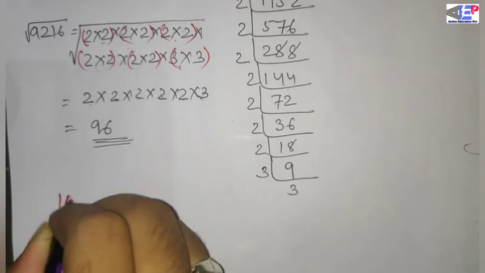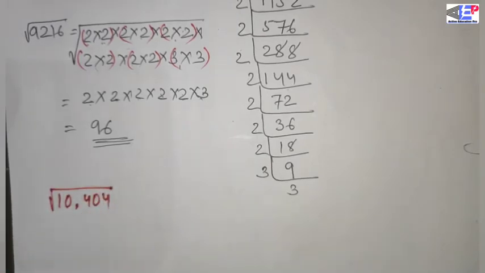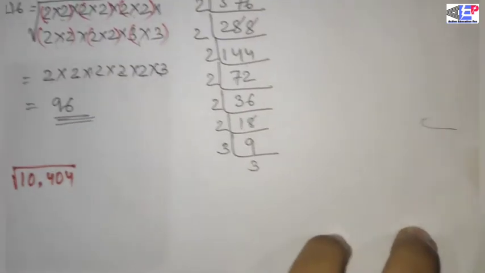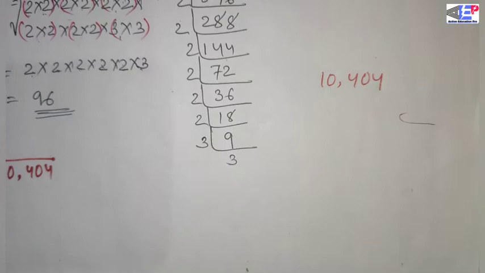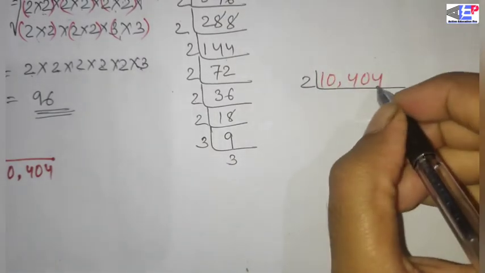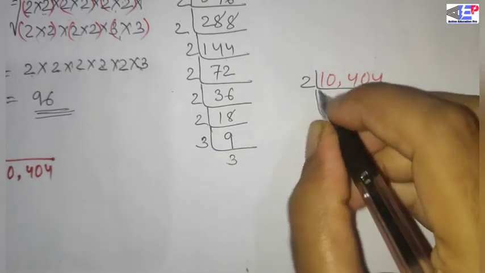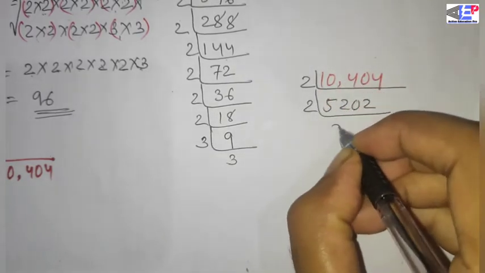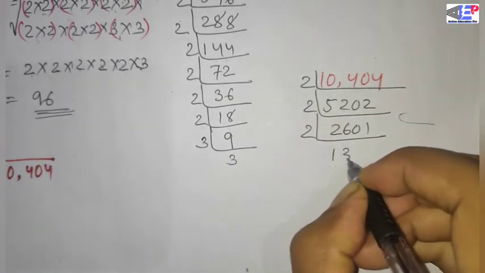The next one to check is 10,404. To evaluate the square root of 10,404, again factorize it by prime numbers. Start with 2 because it contains an even number at its unit place. That gives 5202, then 2601.